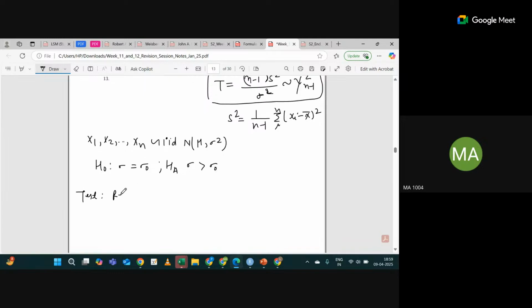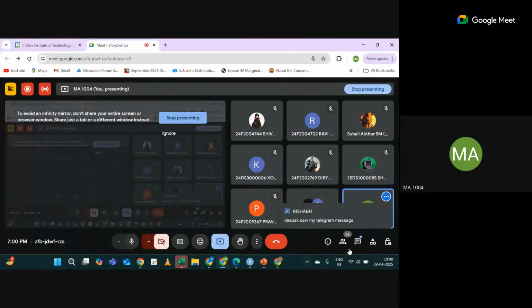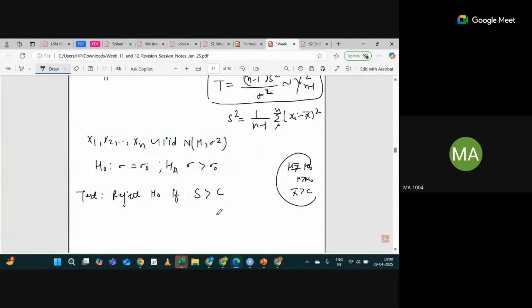In the case of the mean, we decided to reject H naught if X bar was greater than C. Our null hypothesis was mu equal to mu naught and the alternative mu greater than mu naught, and we reject H naught when X bar is greater than some C. What will be the test here? If the sample variance S square, or the sample standard deviation, is greater than some critical value C. Is this clear? So this is the test statistic.